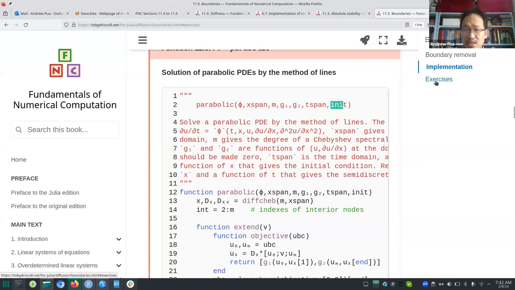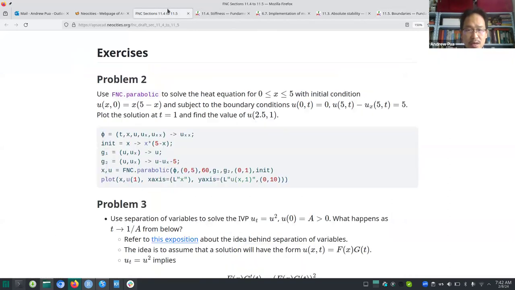So let me look at the exercise again. Sorry, did I put the exercise here? Yes, it's here. So 0 to 5 is the span for x, and this is the M for the Chebyshev part, and then the boundary conditions g1, g2. You have to write it in such a way that U at 0 is 0. So this is U equal to 0. And then this is U minus U_x minus 5 is equal to 0. That translates to U at 5 of t, and then U sub x, the derivative of U with respect to x at 5 and t, is equal to 5.